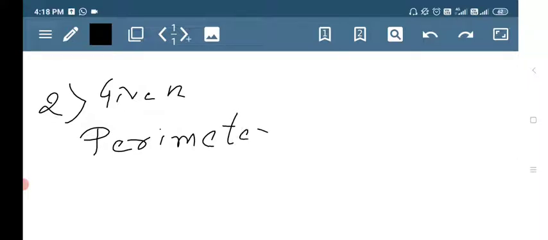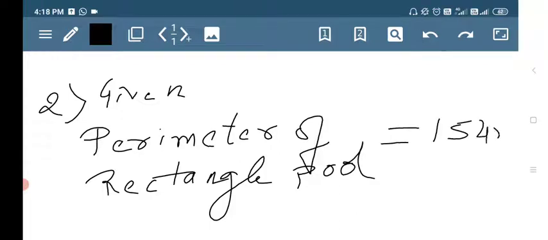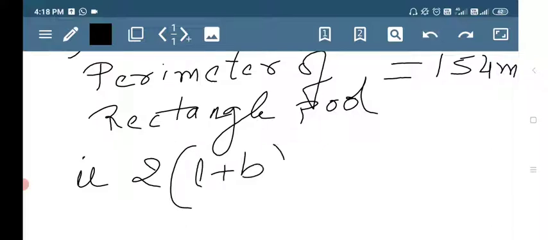Perimeter of the rectangle pool is equal to 154 meters. So that is 2 of (L plus B), length plus breadth, is equal to 154 meters.